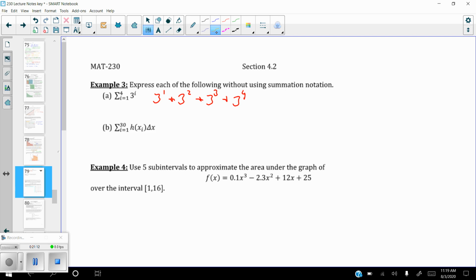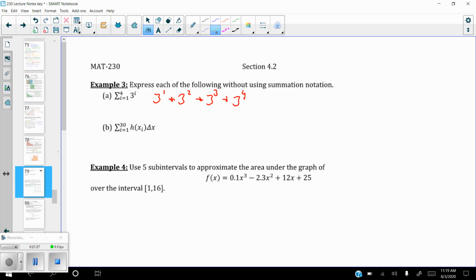Okay, the next one. Next one's going to be a little tedious. As you can see, we're going to start with i equals 1, but we're going to go up to 30, which means in order to write this out, you would technically have to write out 30 terms. We're not going to write all 30 terms. I'm going to show you a short way to do that.